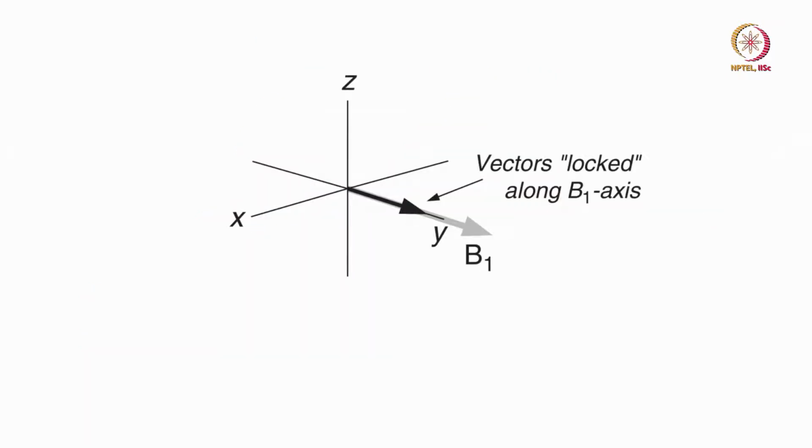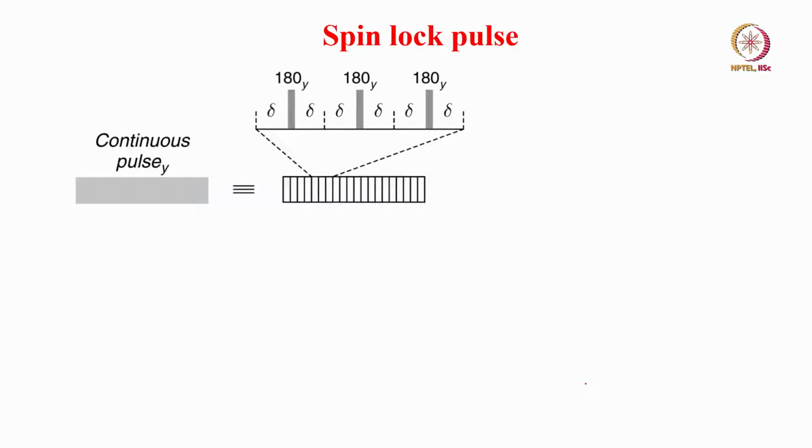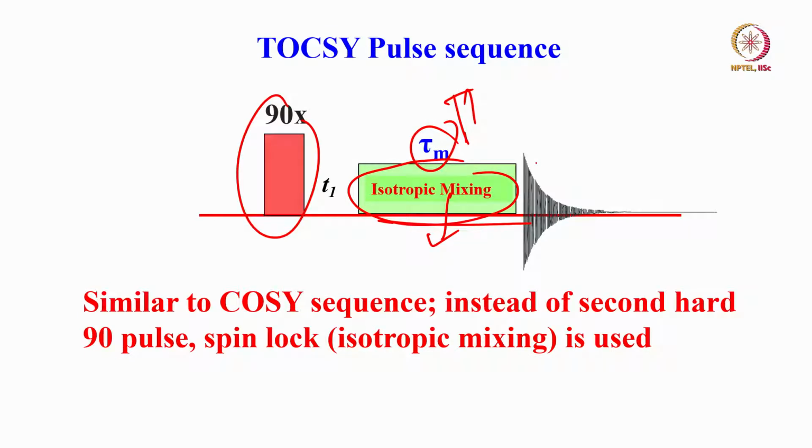Okay. So, what is happening in this case is that you bring the magnetization from the z axis to the y axis by a 90-degree pulse. Immediately you can apply an RF pulse along the y axis. The B1 field is now along the y axis where the main magnetization is also there. Then what happens is the vector gets locked along the B1 axis. That is why it is called spin locking. The spins are locked along the B1 axis. Okay, that is what happens. How does this spin locking work? It is a continuous pulse. As I show you here, it is an isotropic mixing, a wide pulse of the order of several milliseconds.